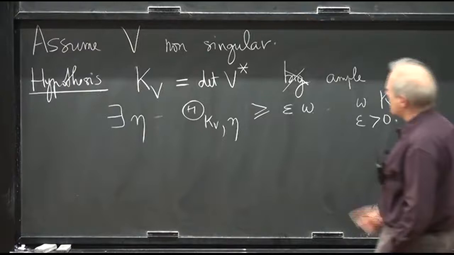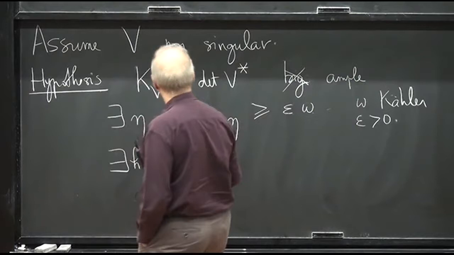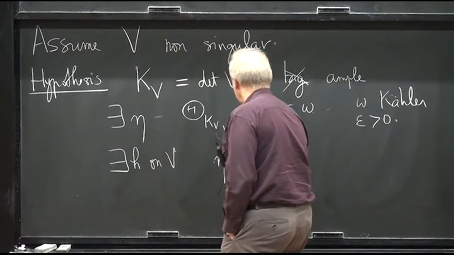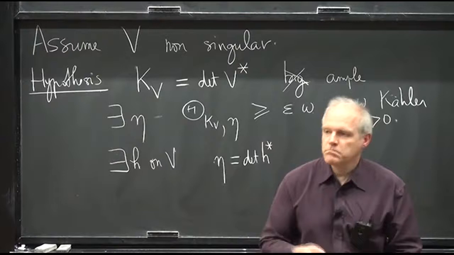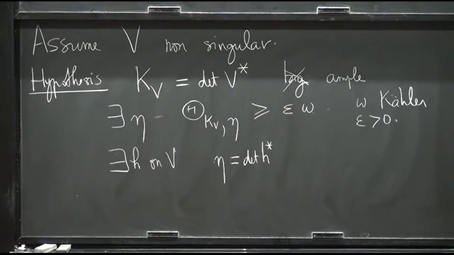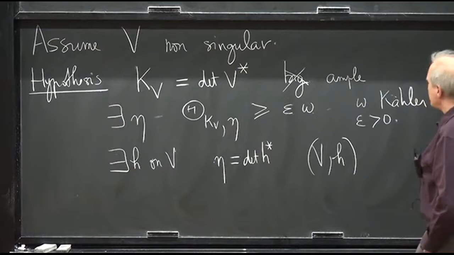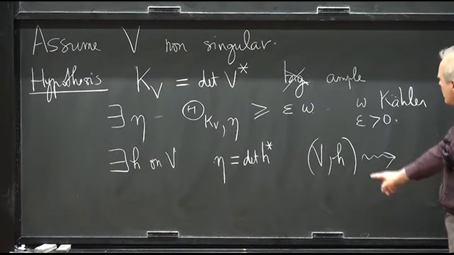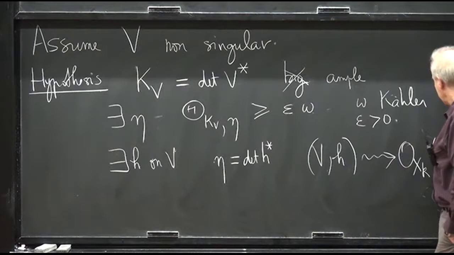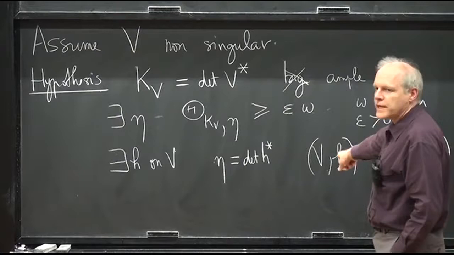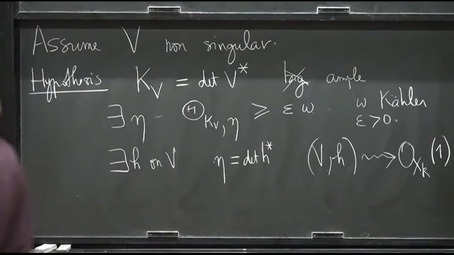Okay, but now you select a metric H on V such that eta is precisely the determinant of H star. If you have a metric on the determinant, of course you have lots of metrics on the bundle which have prescribed determinant. Select any of these. And now you equip V with this Hermitian metric, and then I have to tell you how you define a metric now on O_{X_k}(1). I use the metric H on V to define a metric on the tautological line bundle. So this is a fundamental step.